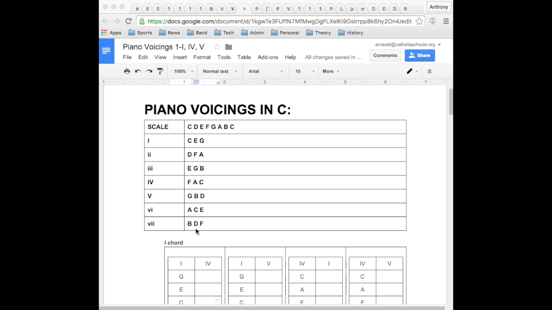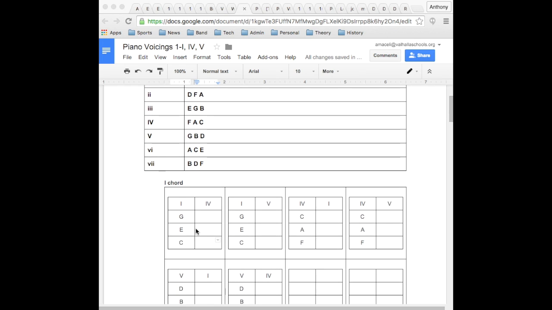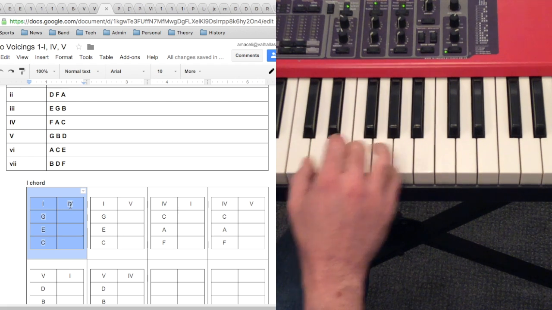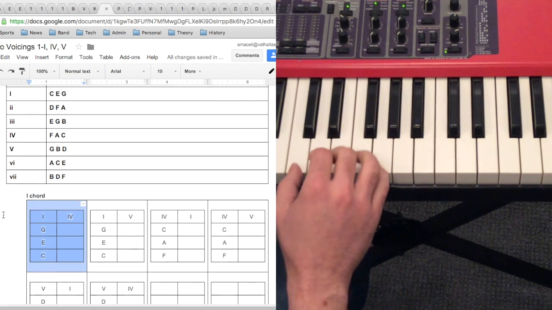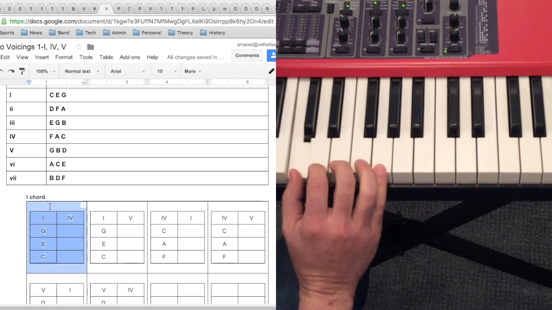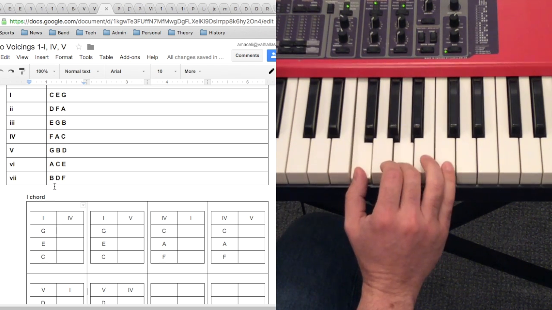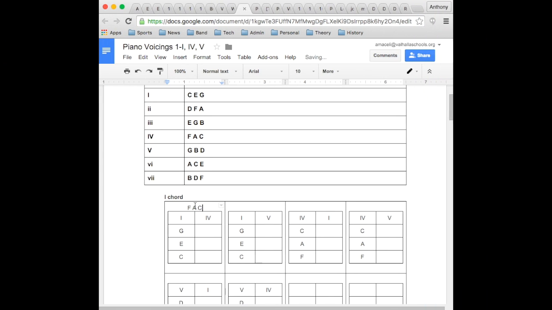So what we need to do first is look at these charts that we've put together for you and see if we can find a way to move our hand as little as possible. So we're going to look at, in this segment right here, switching from the 1 chord to the 4 chord. So the 1 chord, as we know from our chart up here, is C, E, G. And the 4 chord is F, A, C. So I'm going to write those letters up here, F, A, and C.